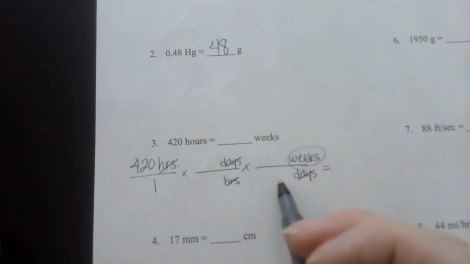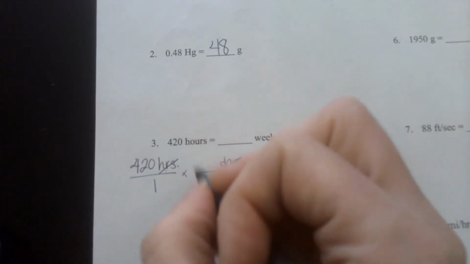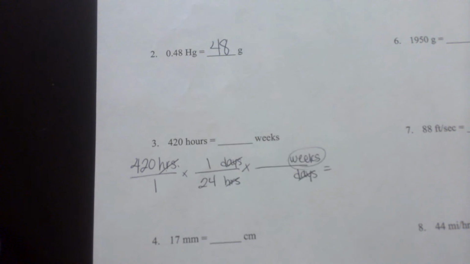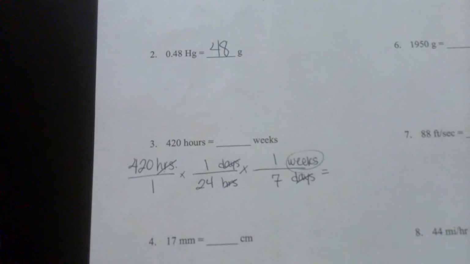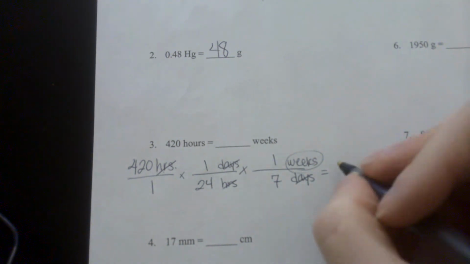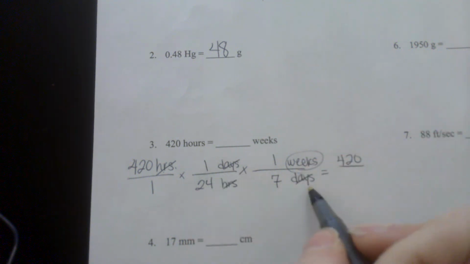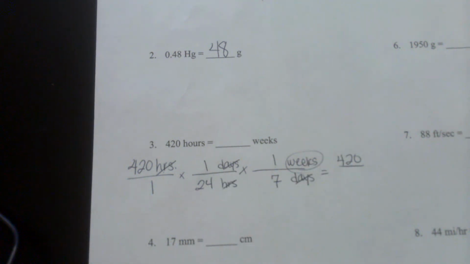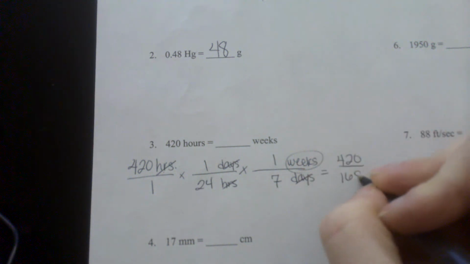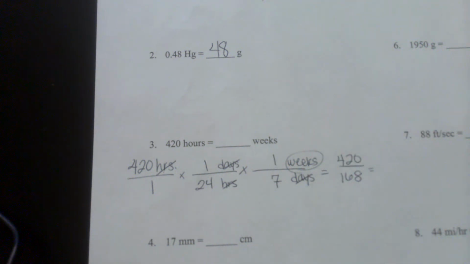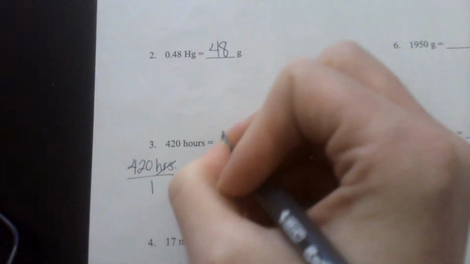I need to fill in my equalities though. So I know that there's 24 hours in one day. I know there's 7 days in 1 week. So then we solve that. My calculator out here, so we take 420 times 1 times 1, which is 420, over our denominators multiplied, so 24 times 7 is 168. So 420 divided by 168 gives us 2.5 weeks.